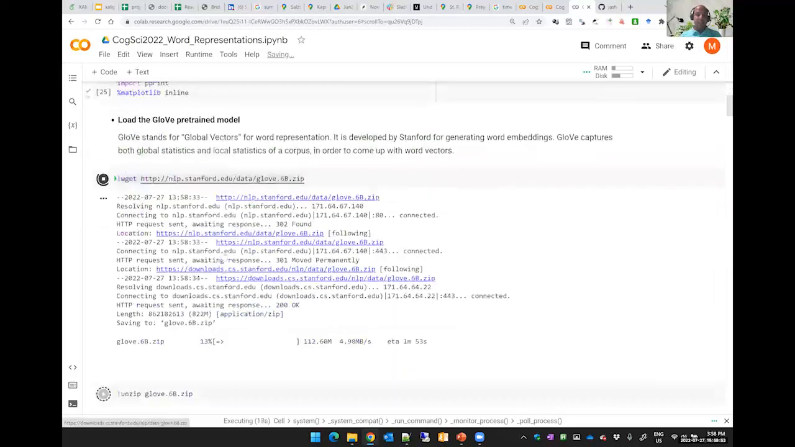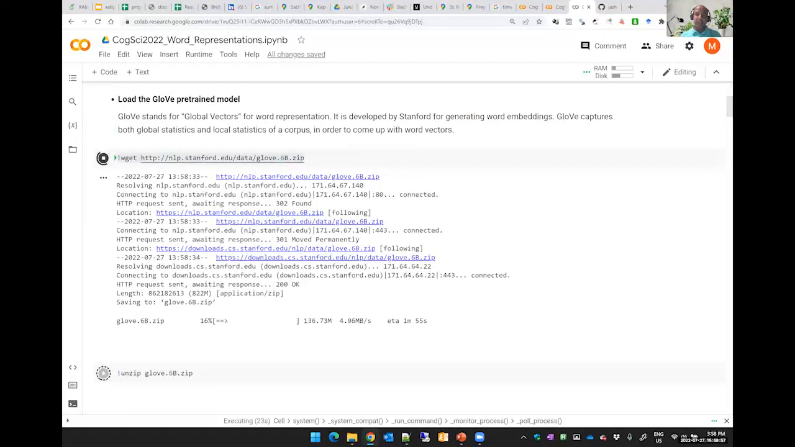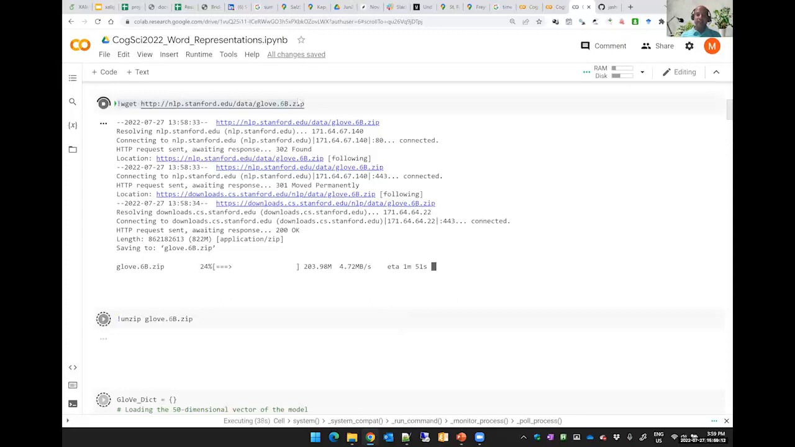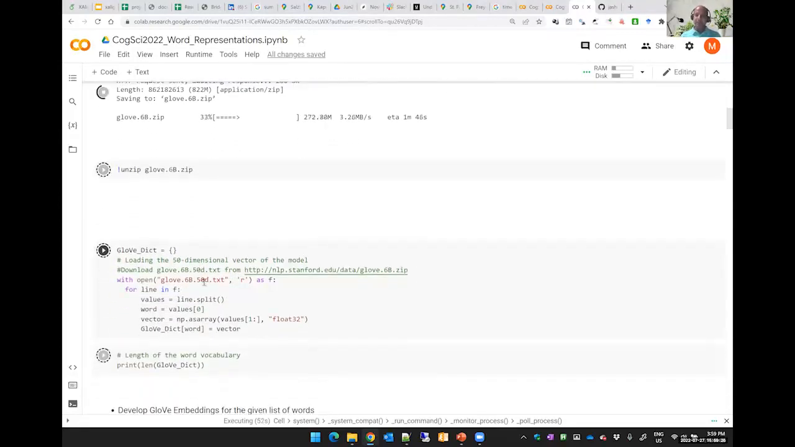So the first step that we are doing here is basically just importing a few packages and downloading this GloVe zip file. Now this download on Colab should not take too long, probably about 2 minutes or so. As it shows here, the ETA is about 2 minutes. Once the download is done, we're going to unzip the file. The zip contains 3 or 4 GloVe representations of different sizes. One of them is 50 dimensional, the other is 100 dimensional, 200 dimensional, and so on. After this unzips, we are going to use the 50 dimensional representation.